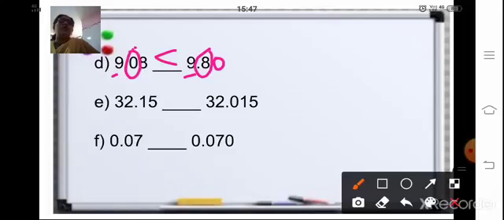Now the E1, 32.15 and 32.015. Here the maximum number of digits in the decimal part is 3. So if we add a 0 to make it into like decimal, the first number will become 32.150 and the second 32.015. Integral number is same. See the number in the 10th place. Here it is 1 and here it is 0. So which number is greater? The first number is greater.